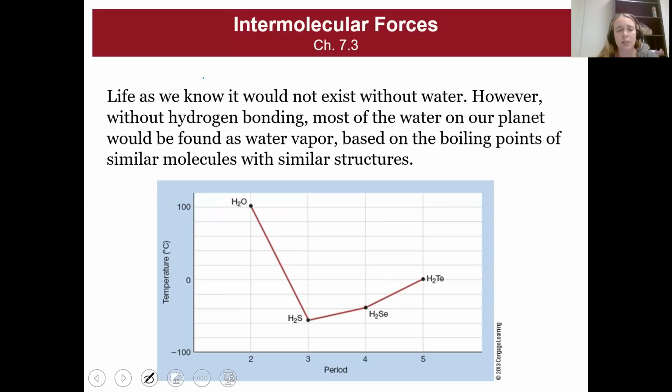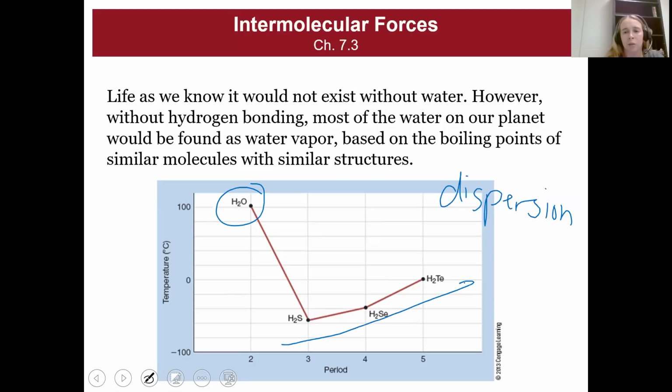Because if we just looked at the polarizability trend, the dispersion forces in water and its related molecules, then polarizability tells us that water would have a low boiling point. But thank goodness for hydrogen bonding, because it has a high boiling point and we get to live with liquid water on our planet.